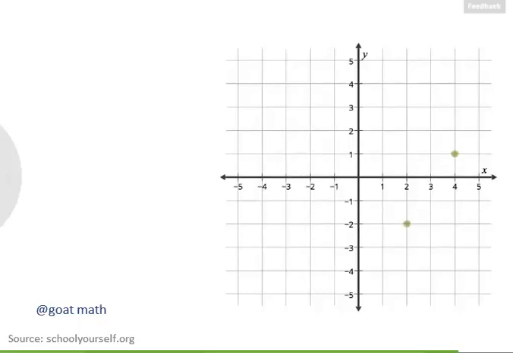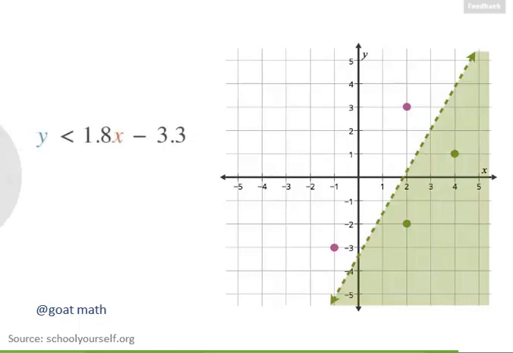Nicely done! So these were the 2 points you wanted to be part of the solution, 4, 1 and 2, -2. And these were the 2 points that were not part of the solution, 2, 3 and -1, -3. So here's one possible solution, and it happens to be the inequality y is less than 1.8x minus 3.3. But any line passing between these points like this, and where the region below the line is shaded, would have been a correct answer.